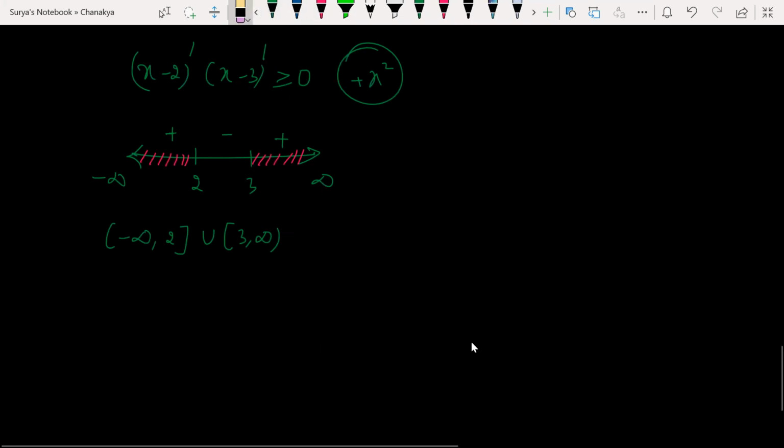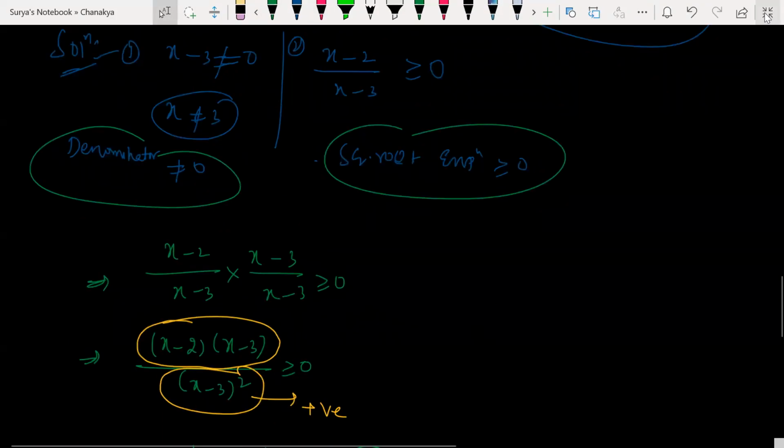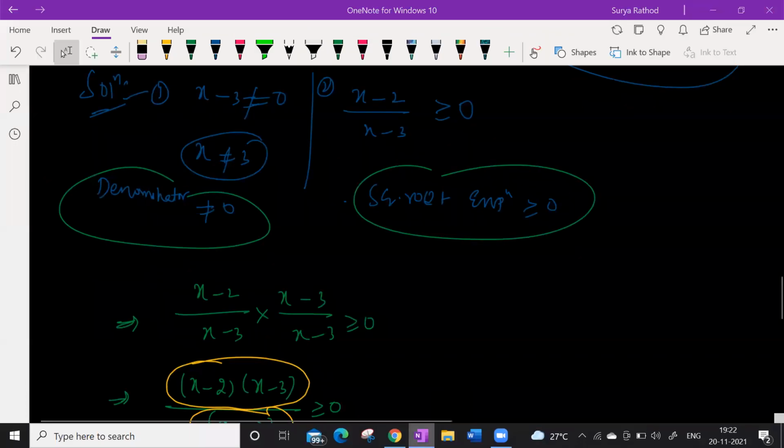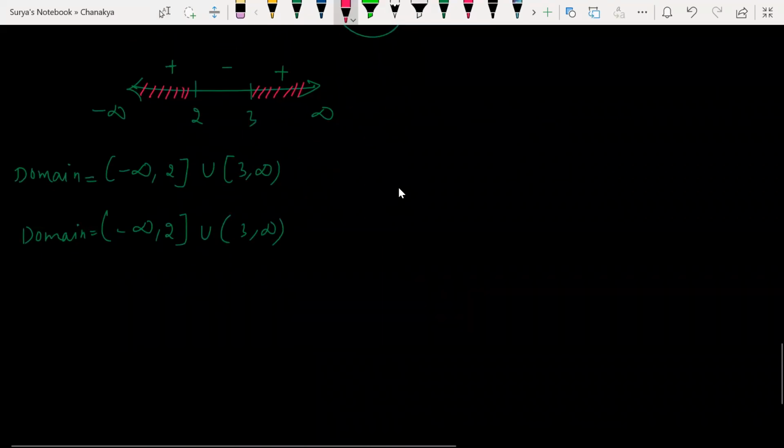Look at this here. Is this domain correct or is this domain correct? Which answer is going to be correct? Tell me. Look at this here. Can you hear my voice, Abhinay? Yes, sir. Which option is going to be correct? Let me write the f of x again here.